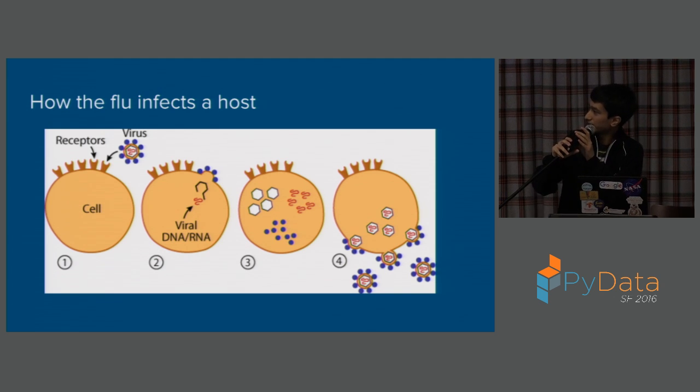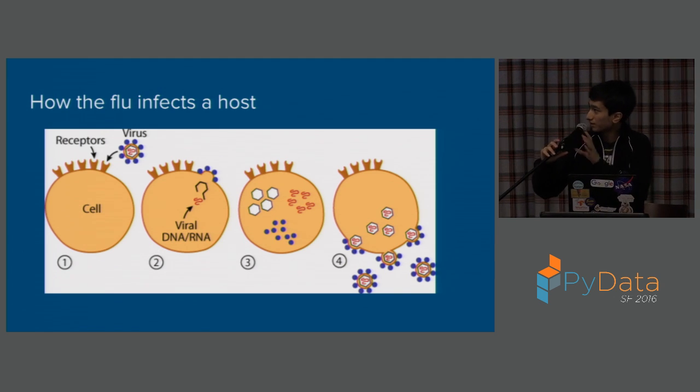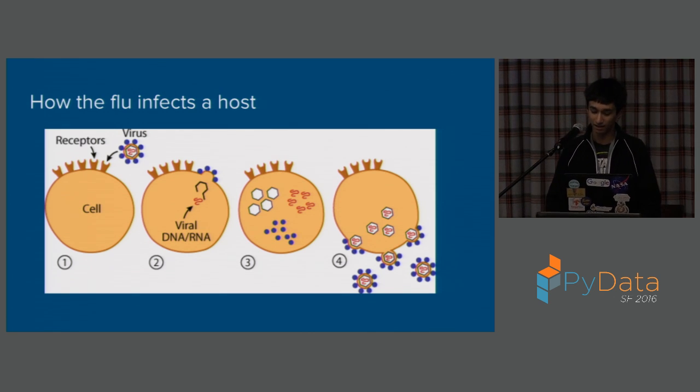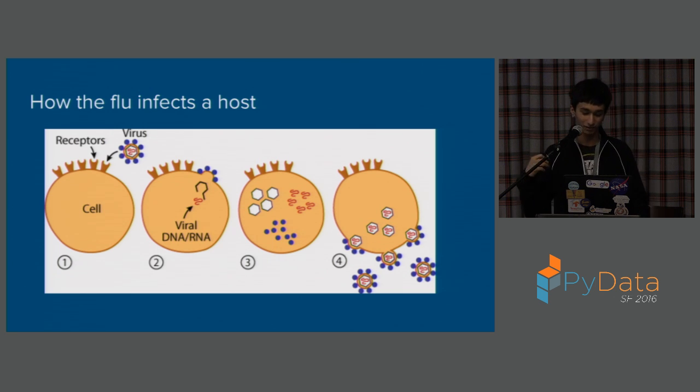So what I learned from this was to target those little purple dots, so those surface proteins. In the flu, they're called hemagglutinin and neuraminidase, but for simplicity's sake, let's just call them HA and NA, because biologists just really love super long names.